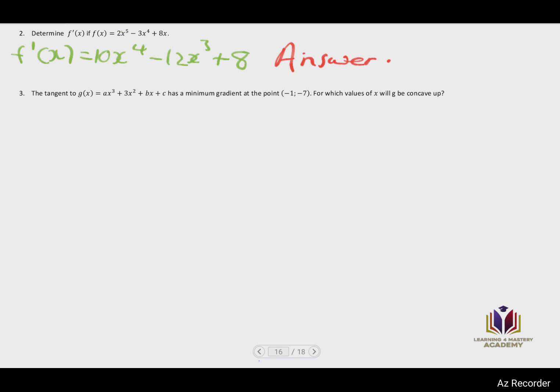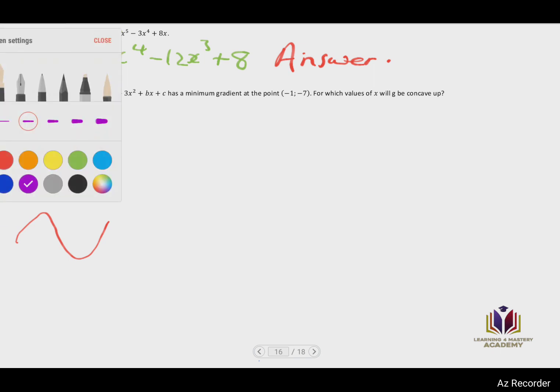Question 3 says the tangent to g of x is equal to ax cubed plus 3x squared plus bx plus c. It has a minimum gradient at the point -1 and -7. Right? For which values of x will g be concave up? Okay. Now, 2 scenarios to think about here. When they say the tangent to g has a minimum gradient, there's two scenarios. You can have a scenario where you have a maximum gradient, right? The maximum gradient happens at the point of inflection over here.